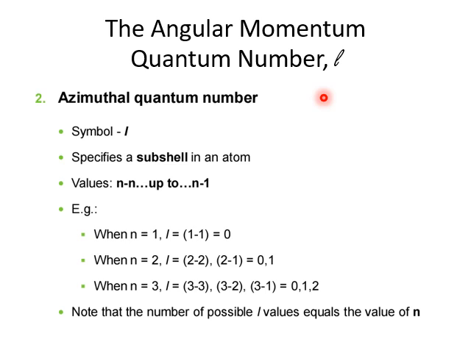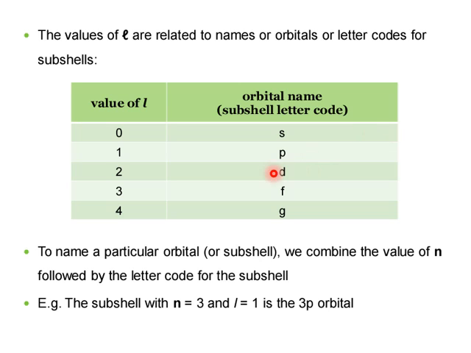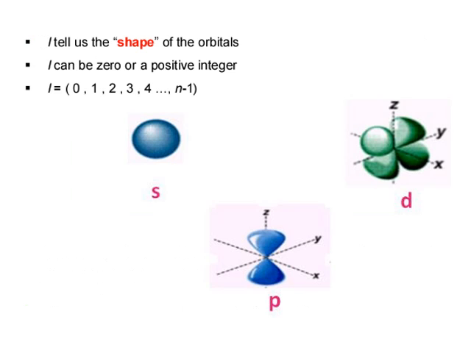If n is equal to 3, you have to do it three times. L is equal to 3 minus 3, 3 minus 2, 3 minus 1. So L will be 0, 1, 2. So you have to do this n minus 1 each time for a given number n. S is 0, P is 1, D is 2, and F is 3, and so on.